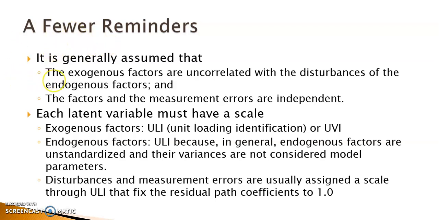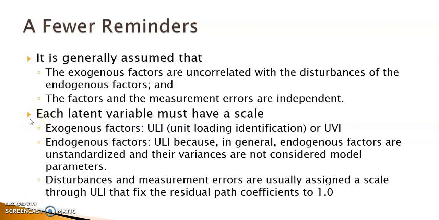First, it's generally assumed that the exogenous factors are uncorrelated with the disturbance of the endogenous factors, because any shared variances between the exogenous and endogenous factors should have been explained by the structural relationships specified in the model. Following the same logic, because the shared variance between a factor and its measured indicator should have been explained by the factor loadings, we assume that factors and the measurement errors in the indicators are independent of each other.